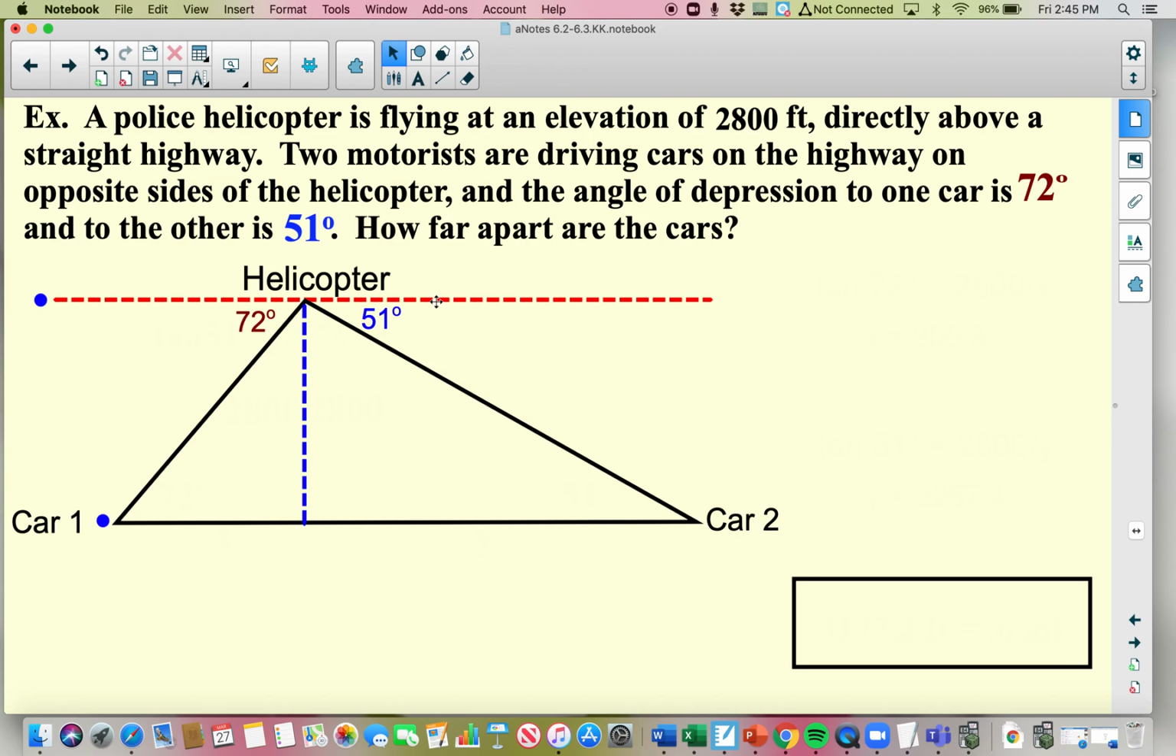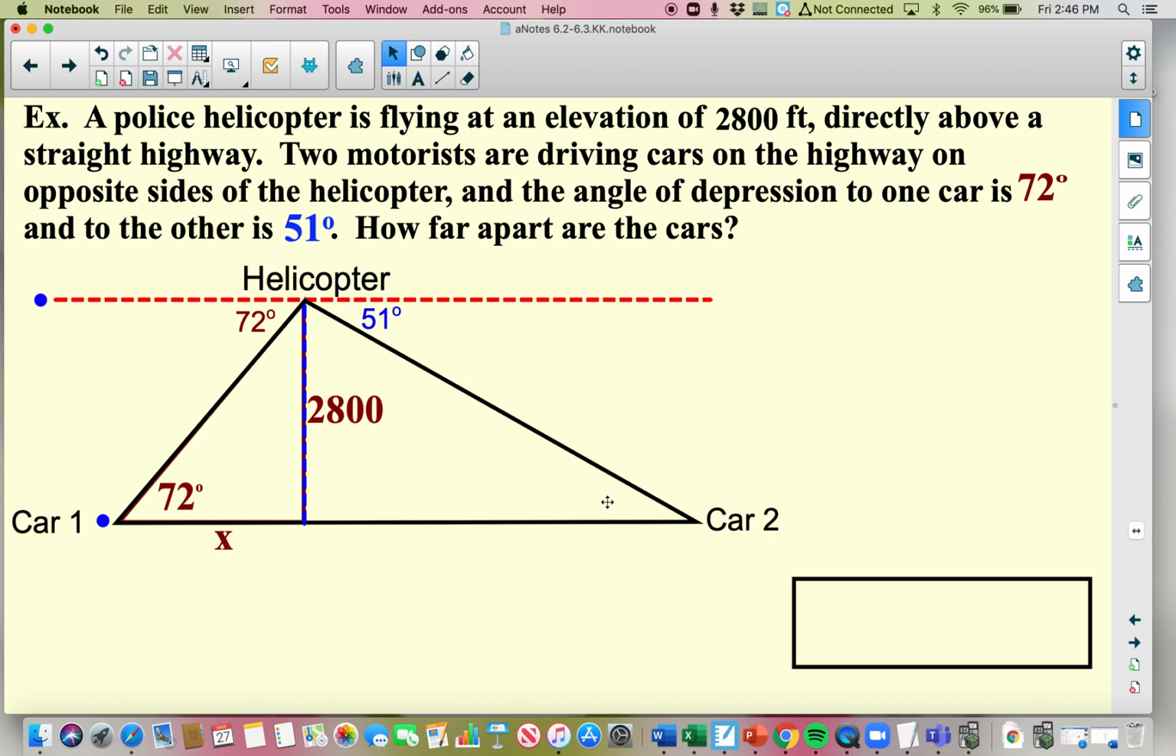Now, if you recall from geometry, when you have two parallel lines, the red line and this bottom black line, cut by a transversal, then alternate interior angles are congruent. So if this is 72, then this angle here is also 72. Likewise, if this is 51, this is also 51. I want to make sure you understand that before I take this picture any further. Also, the helicopter is 2,800 feet above. I just wanted to make sure you understood alternate interior angles, and that would be for car number 1.